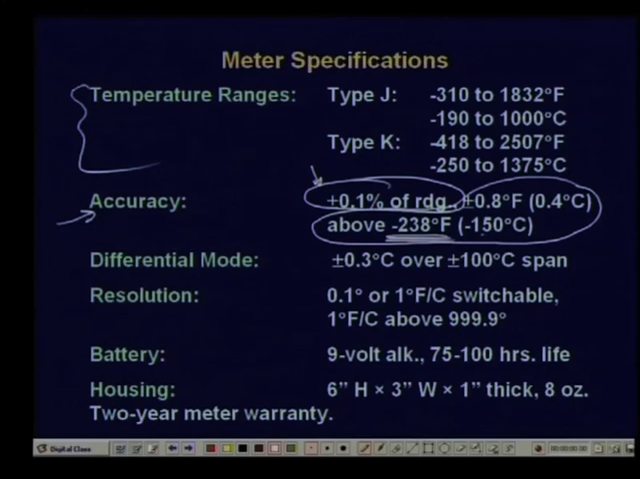So, here it is stated in terms of reading, here it is stated in terms of a constant or a percent of span. Similarly, in some other mode called a differential mode, this is the kind of accuracy, plus minus 0.3 degree centigrade over a plus minus 100 degree centigrade span. So, you can see that typical industrial instrument specifications will include this kind of parameters. For example, resolution is 0.1 degree, and above 999.9 degree it is 1 degree. The other things are battery and housing. Battery is specifically important when you have a portable instrument.